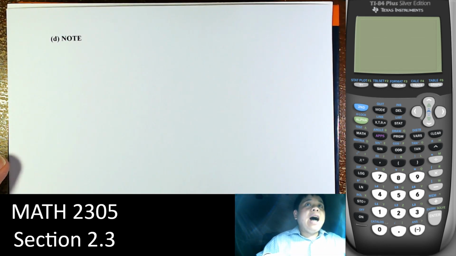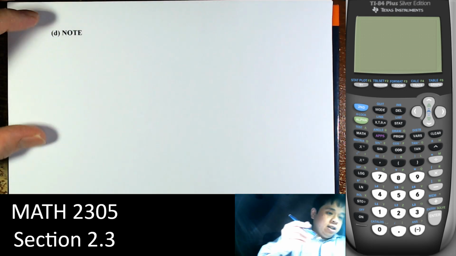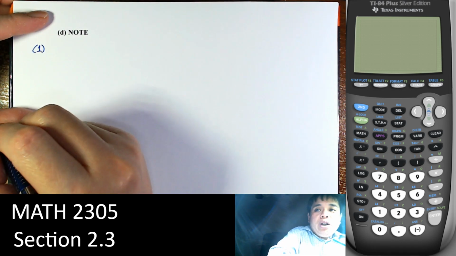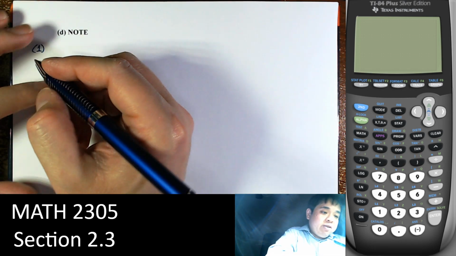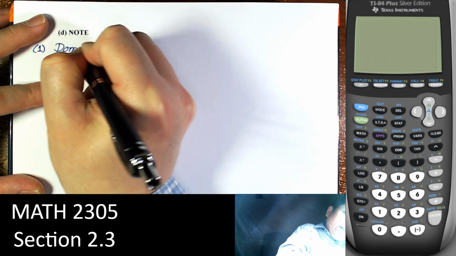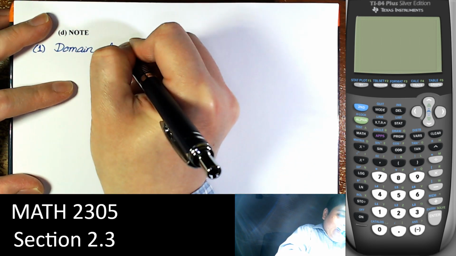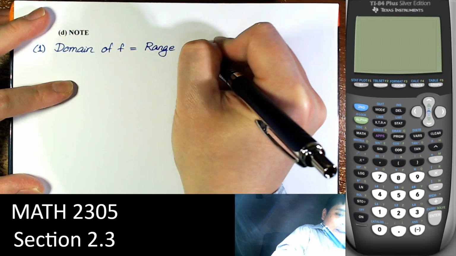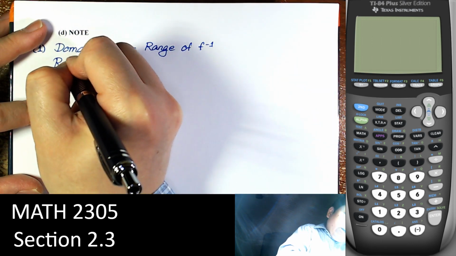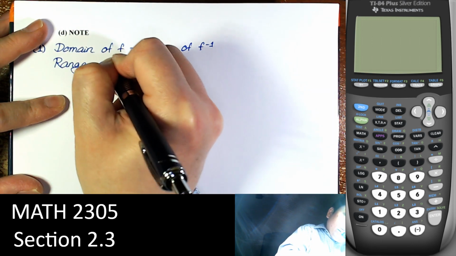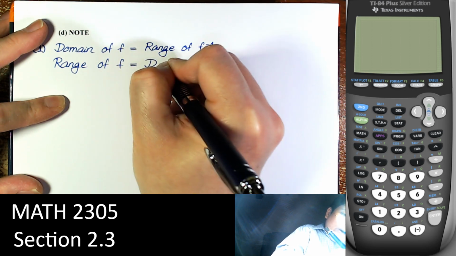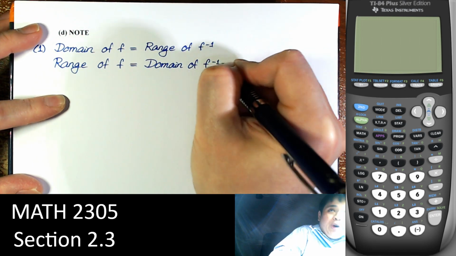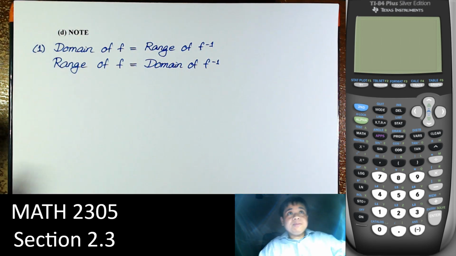Now, I left this blank here, so we write a few things here. First, in terms of the domain and range, the function and inverse are flip-flopped. So we say the domain of f is equal to the range of the inverse, and the range of the function is equal to the domain of the inverse. So the domain and range are interchanged. That's the first thing.